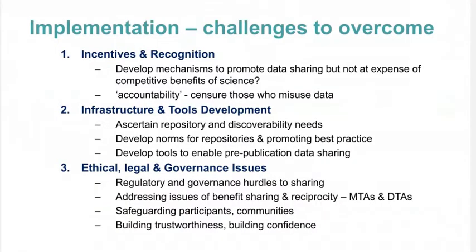So the first area is incentives and recognition, developing the mechanisms to promote data sharing, but not at the expense of competitive benefits of science. And I've deliberately put a question mark there because I've given a talk about this and been pulled up on this a lot of times. People are questioning whether it's just critical in this scenario to get the data out there, and we should be looking at other mechanisms for identifying the benefits of science in relation to publications around public health emergencies. There are also questions about accountability and those who misuse the data, and should we as funders be thinking about particular tools for censoring those people?